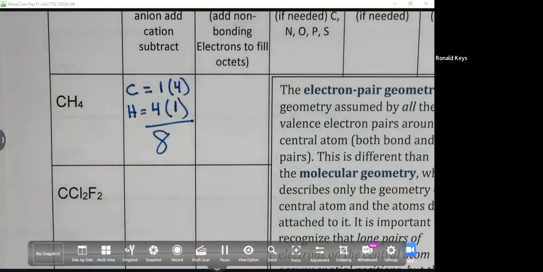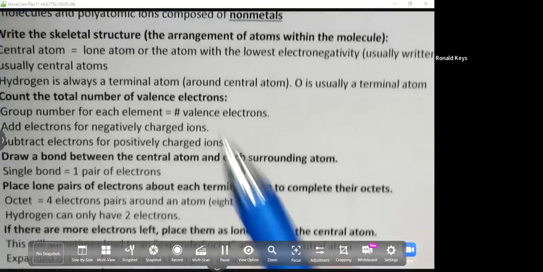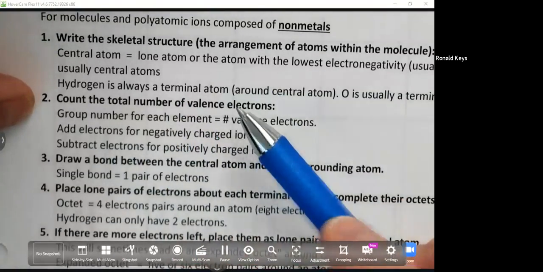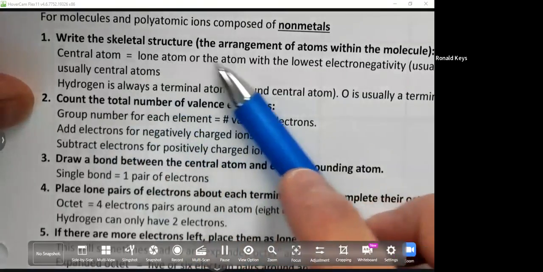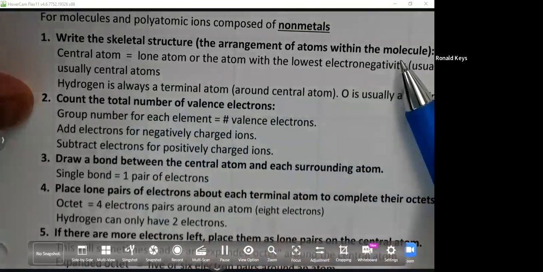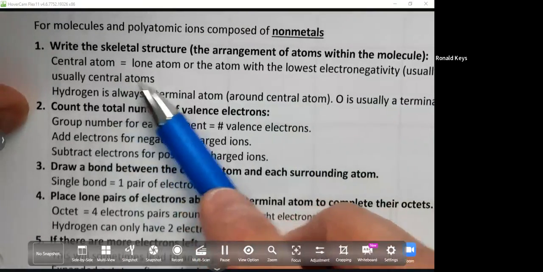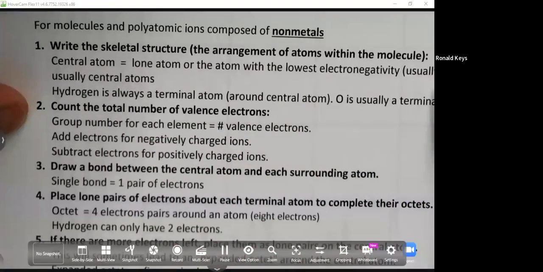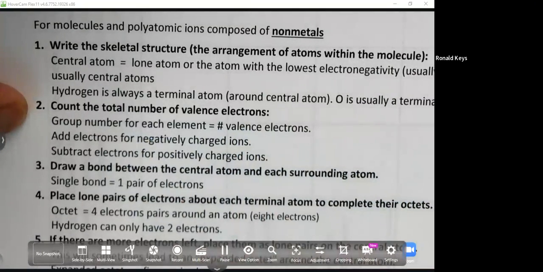All right, I'm going to make sure I am following the instructions, so I'm going to page back. All right, count the number of valence electrons. I did number 2 first. Number 1, write the skeletal structure, the arrangement of atoms within the molecule. The central atom is going to be the lone atom or the atom with the lowest electronegativity, usually written first. C and P are usually central atoms. I've got a typo in here.